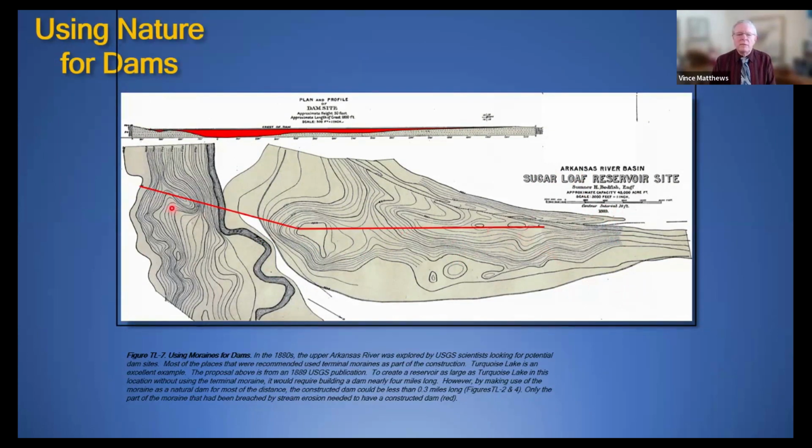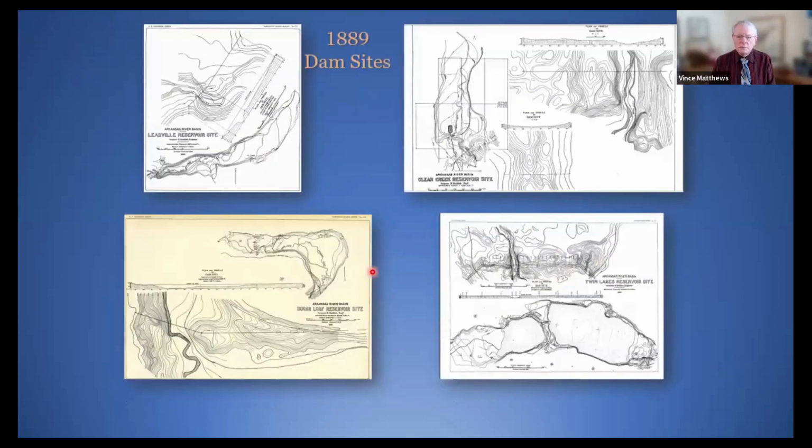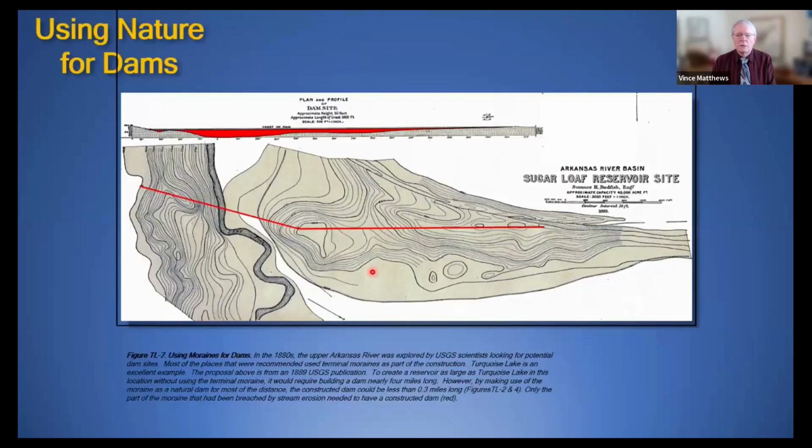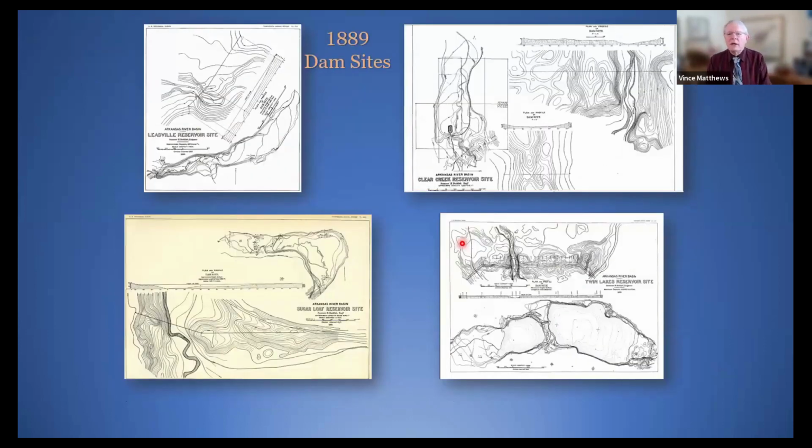They said we can build a dam across here and just have to fill in this area here. It's about 1/3 of a mile that we'll have to build a dam, and we use 4 miles that nature provided for a dam. And we can build this big reservoir without having spent a lot of money. So there were 9 of these dam sites that were proposed. 8 of them were using moraines as part of the construction to hold back the reservoir, including Twin Lakes, which is right here.